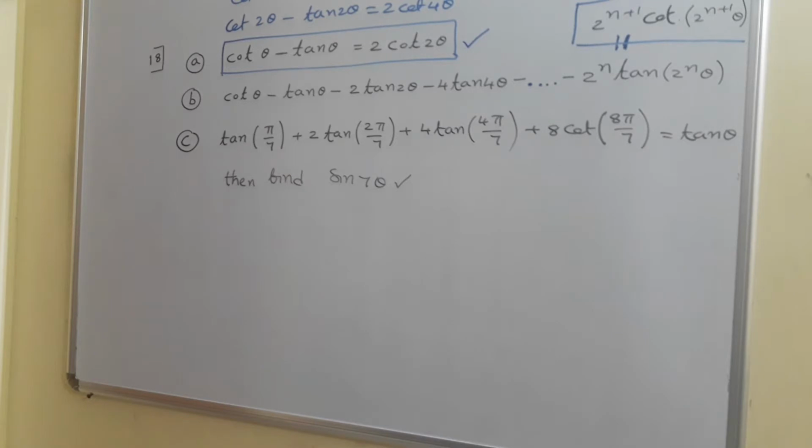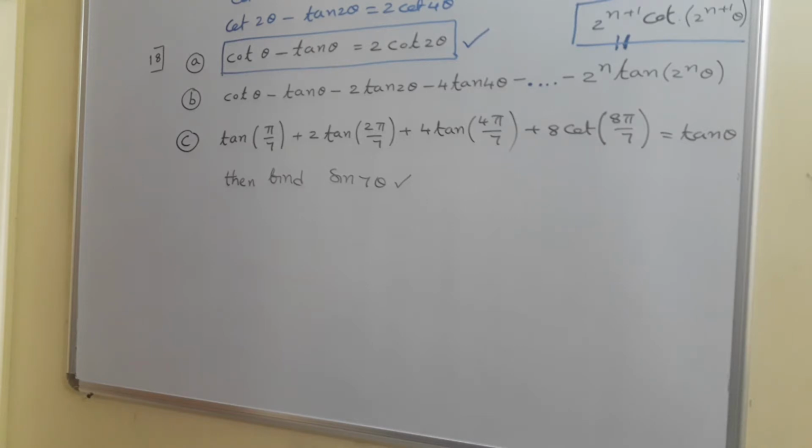18c: tan(π/7) + 2 tan(2π/7) + 4 tan(4π/7) + 8 cot(8π/7) is equal to tan θ. How to simplify this? You just think for a while. Using 18b, we need to prove this one. And if it is equal to tan θ, then we need to find sin 7θ.